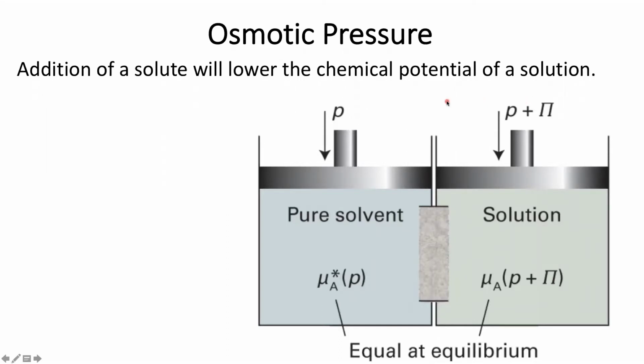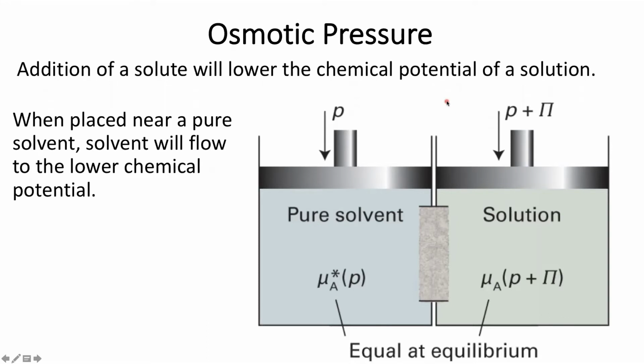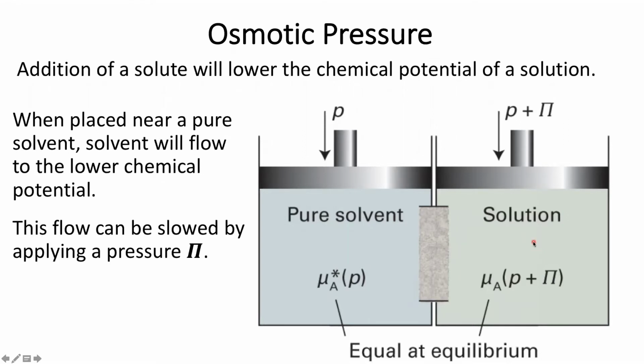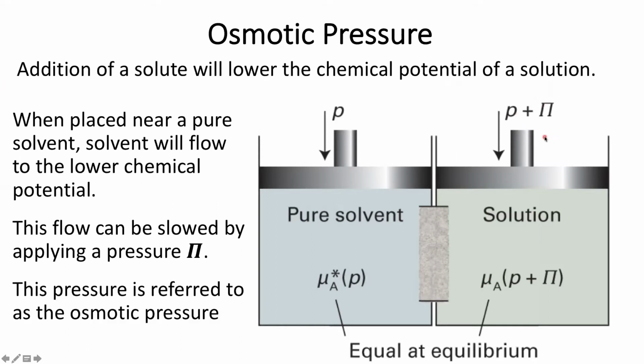And one of the ways we can essentially take advantage of this is that when you place a pure solvent next to a solution, you're going to see a certain flow of the solvent to the system that has a higher concentration of impurity. So essentially towards the mixture. Well, it turns out that you can actually slow down this process by applying a pressure, pi, which we're going to call the osmotic pressure. So this is essentially the amount of pressure that it takes to impede the flow of solvent.